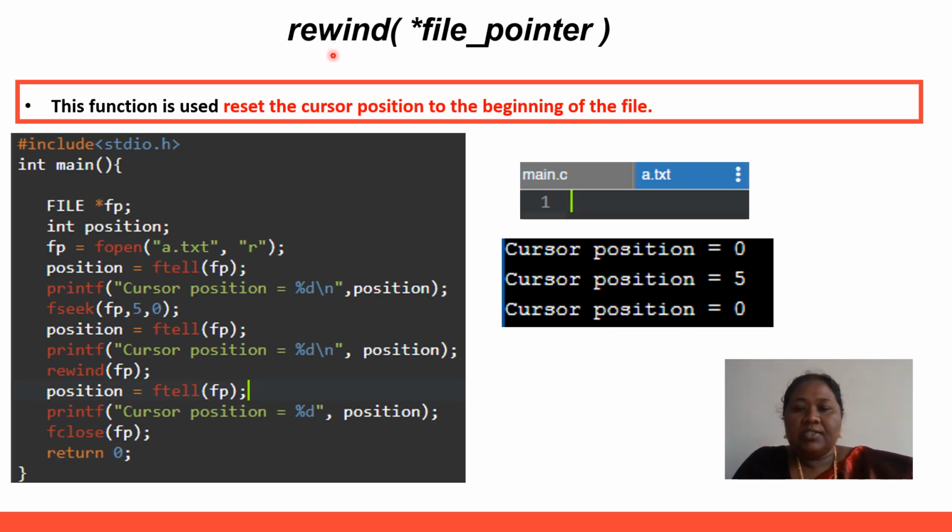The next function is called rewind. Rewind is very simple. It just resets the cursor position to the beginning of the file, wherever it is. fseek was moving to 5, but when you call rewind, the cursor automatically goes to position 0, and that is why when you print, it says the cursor was at position 0.